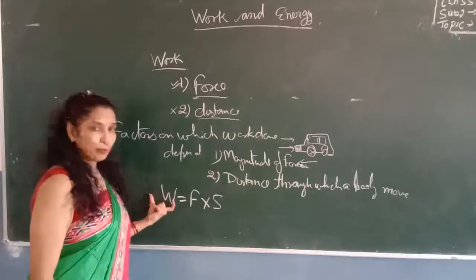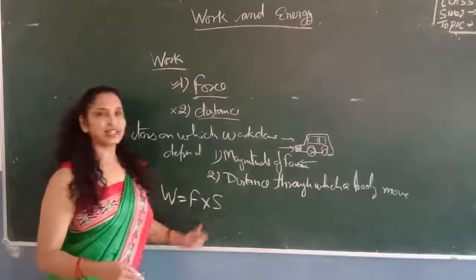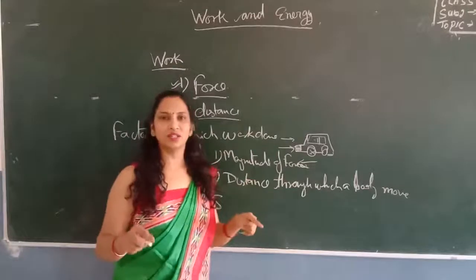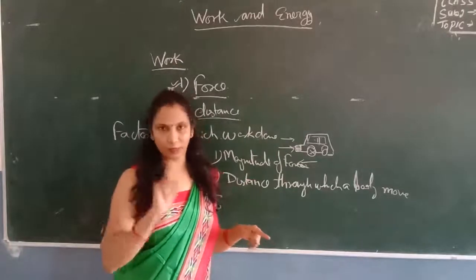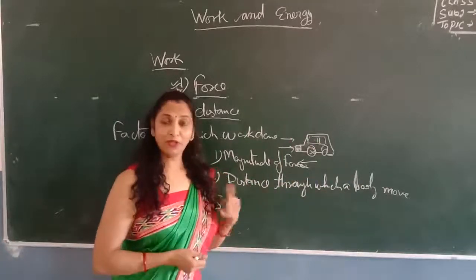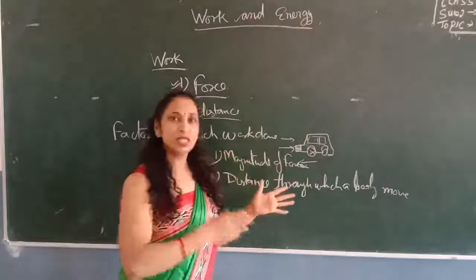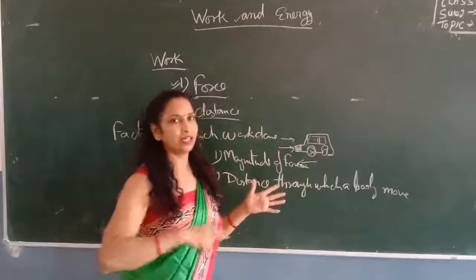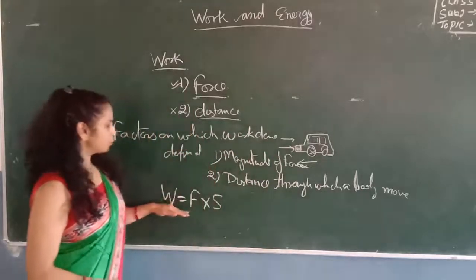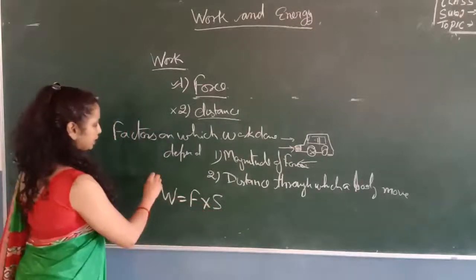Work done is directly proportional to the force exerted. I explained how the work done depends on the force exerted, and the second factor is displacement. For one more example, suppose you and your friend both have only one brick. You have to travel only 100 meters, and your friend has to travel 1000 meters. Since your friend has to travel the larger distance, the work done by him will be greater compared to you. So work done also depends on the displacement. It is directly proportional to the distance traveled. So work done is equal to F into S.